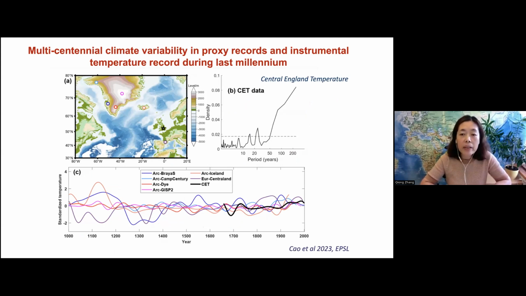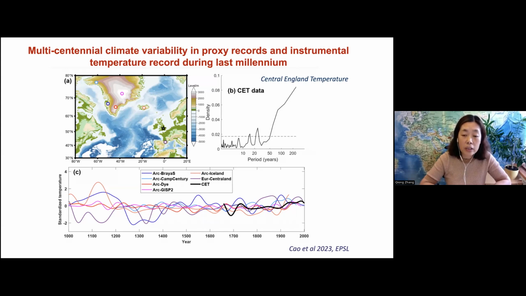Unfortunately, for the instrumental data, we don't have that long a record. We only have maybe a maximum of 150 years back. And the longest is the Central England temperature record. It has about 1,000 years. Then we also have other proxy data during the last millennium in Greenland or Iceland, all these records.